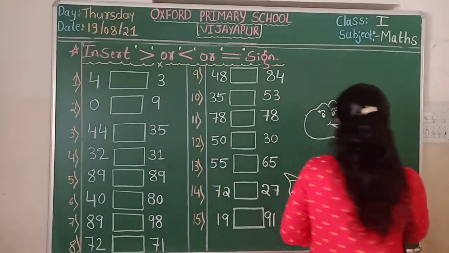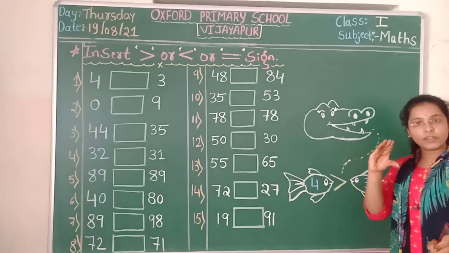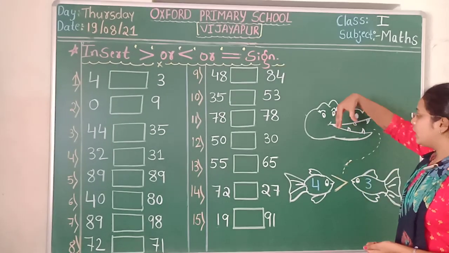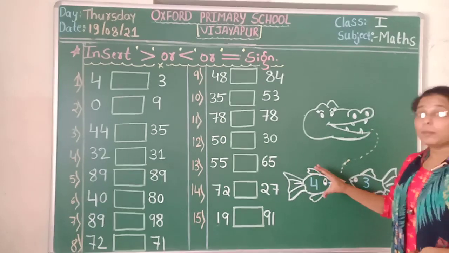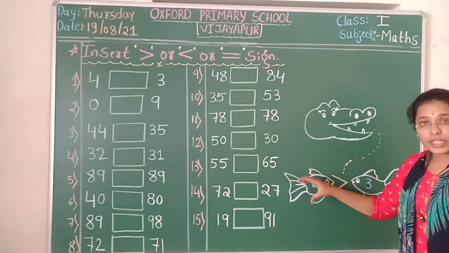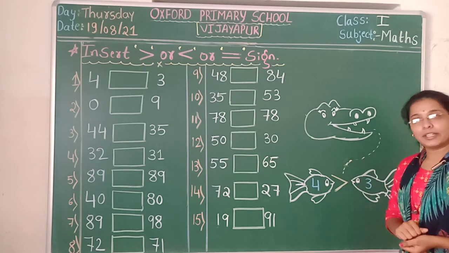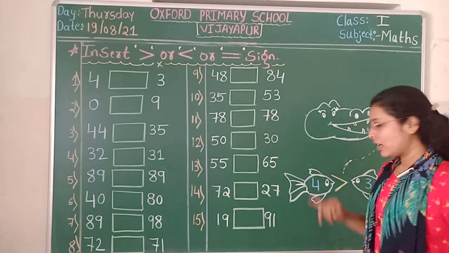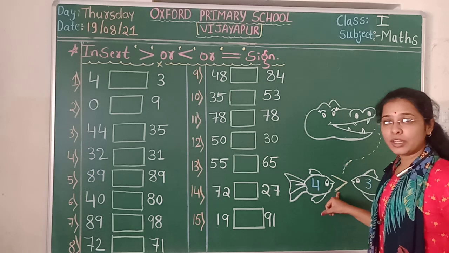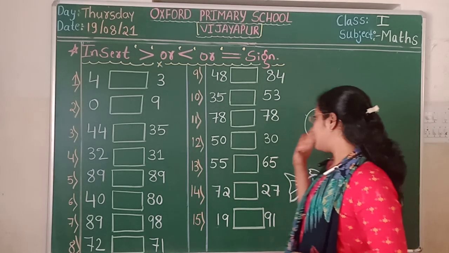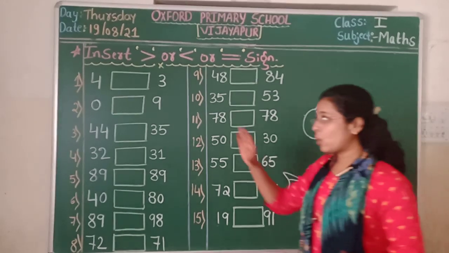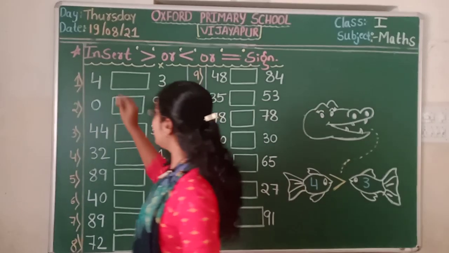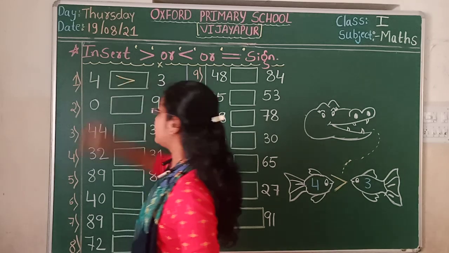He is Mr. Crocodile. His mouth is always open. He will come and open his mouth towards the bigger number fish to eat the bigger number. Understood? How will this sign come here? Means the crocodile wants to eat the bigger fish. The mouth of the sign is always open towards the bigger number.